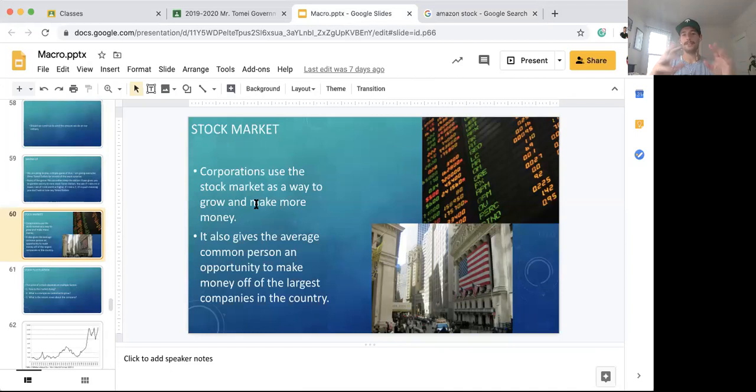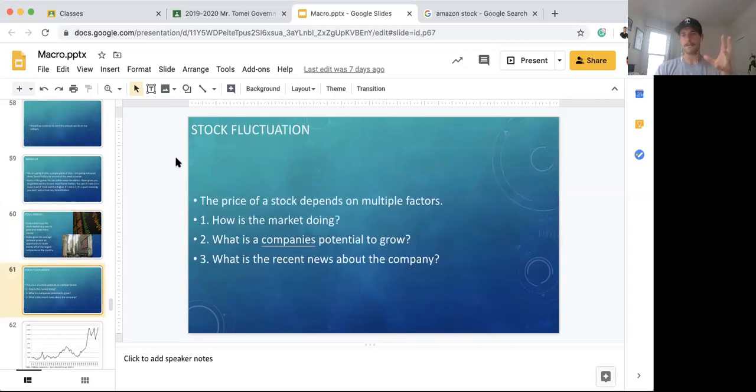So what I want you to get out of this is two things. One, corporations use the stock market as a way to grow their companies at an early stage. And for individuals, the consumers, it allows us to invest in companies and make a profit, hopefully, one day when we sell maybe our shares that we have. I've kind of mentioned this, but stocks fluctuate mainly on three factors. How's the market doing? What's the company's potential to grow? What's the recent news about a company?